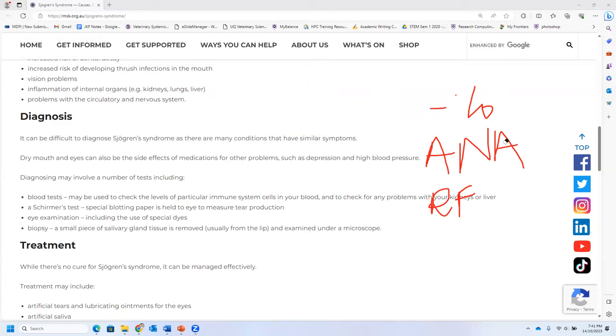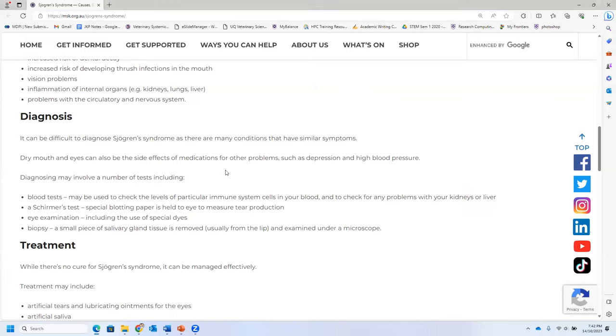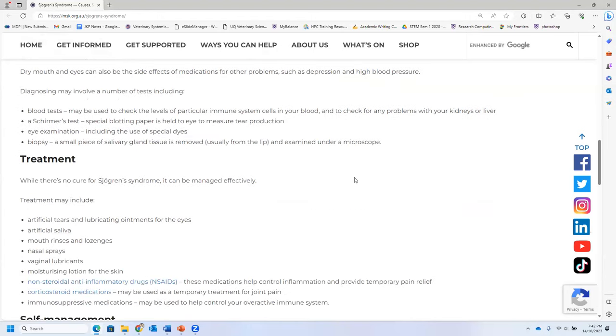Biopsy from the salivary gland is only done when your anti-Ro and anti-La are negative. If they are positive, we don't go for the biopsy. Biopsy is the diagnostic test. The initial tests are anti-Ro, anti-La, ANA, and RF antibodies. Schirmer test can also be done. It's a special type of blotting paper that is held on the eye to measure tear production. Eye examination and biopsy of the salivary gland under the microscope shows lymphoid tissue infiltration.